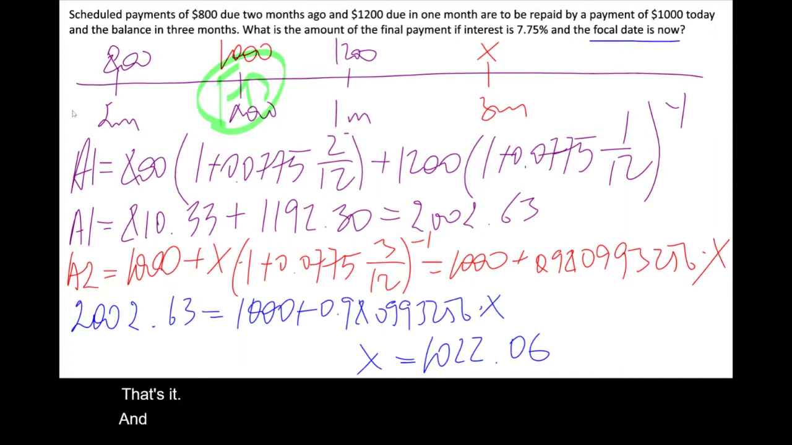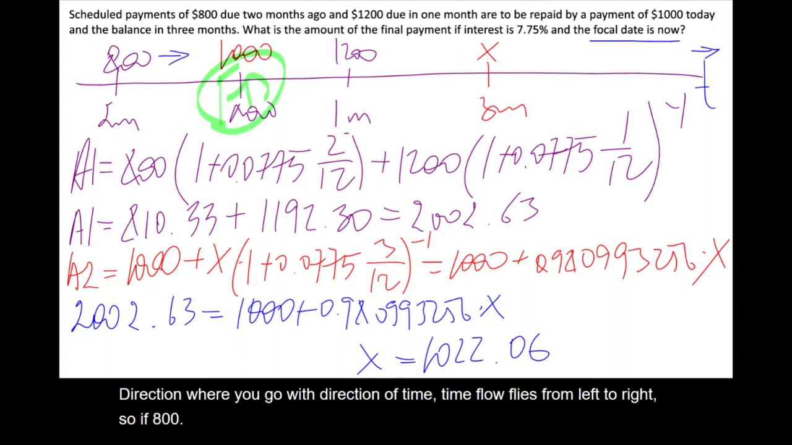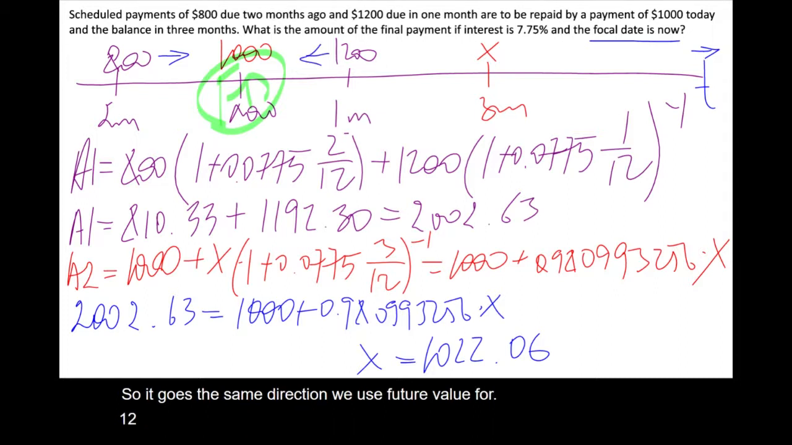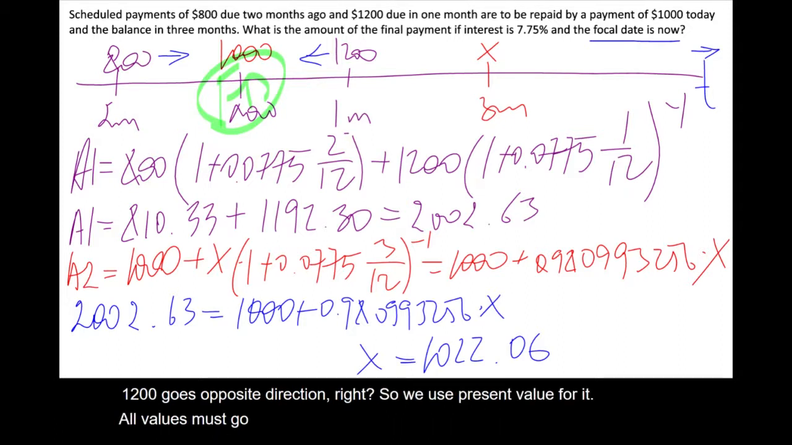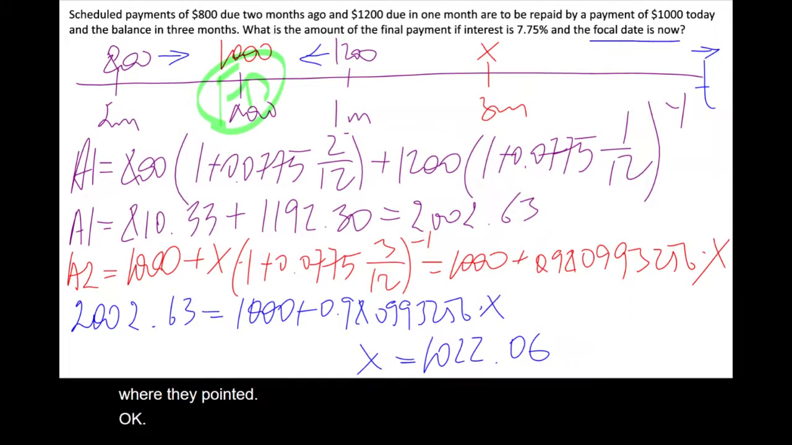And regarding future or present value, you just compare the direction where you go with the direction of time. Time flies from left to right, so if 800 goes the same direction, we use future value for it. 1200 goes the opposite direction, so we use present value for it. All values must go to the focal date. So you just put arrows on a diagram and see where they're pointing. Was it good enough?